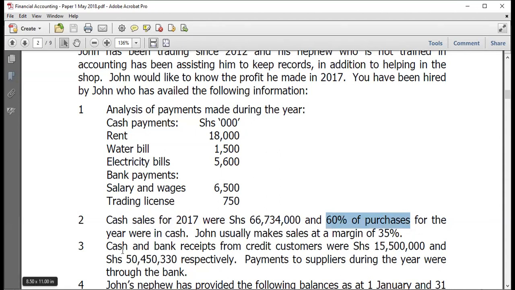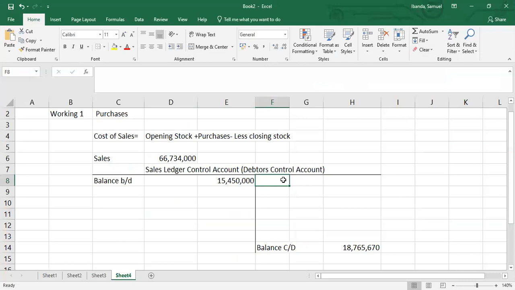Now they're telling me that cash and bank receipts from credit customers was 15 million and 450. That statement affects my sales ledger control account. Why does it affect it? Because it affects how much I have in debtors. Like the way you saw, we had the beginning balance at the start of the period. If something was received from these credit customers, it means that our balance has to reduce. So I'm going to record the 15 million and the 450 under the other side. So I'll pick this and come here and say cash payment, okay?